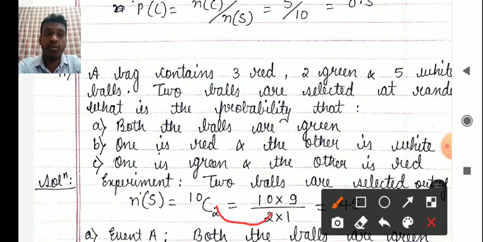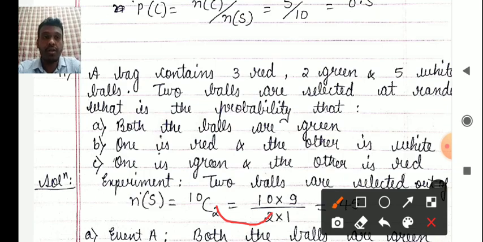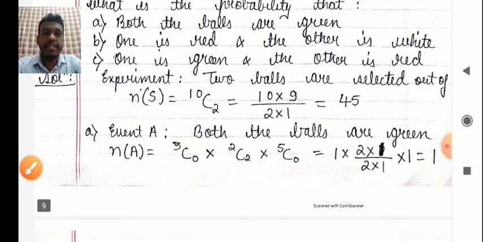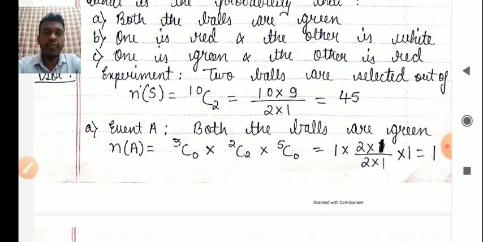So this is how you have to solve combination problems. If you have any difficulty, I am sending you one more video about only combinations for your knowledge, because this is needed for further modules also. Now n of s is equal to 45.